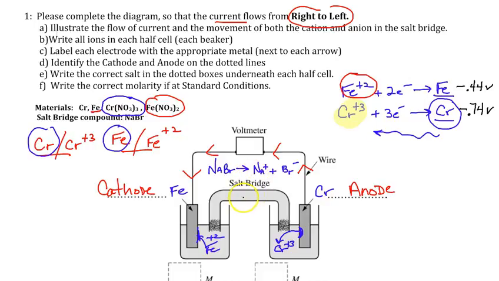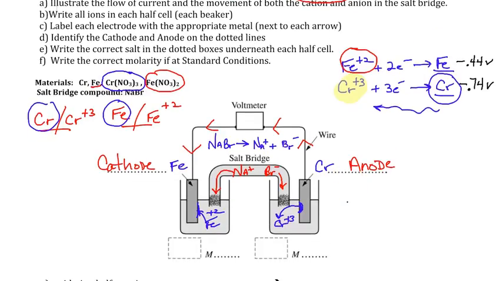Well, we're going to have Na+ in this salt bridge moving to what? Replace the iron +2 that's actually getting reduced. Reduction occurs at the cathode, red cat. Okay, and we're going to have the Br negative move this way to counterbalance the increase of chromium +3 when it oxidizes. Okay, so that is our cell, and of course at standard condition, what is the concentration?